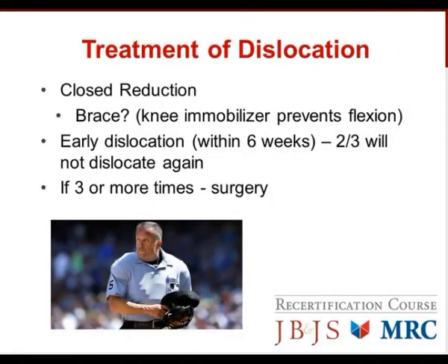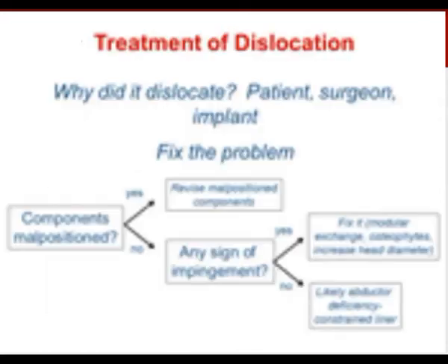Treatment of dislocation: the initial dislocation is treated with closed reduction. A brace is somewhat controversial. A neomobilizer can prevent knee flexion, and in the case of a posterior hip dislocation can be beneficial, and I think bracing is a reasonable option. For the early dislocator, that is the patient who's dislocated within the first 6 weeks of surgery, 2/3 of those patients will not dislocate again. Once a patient is dislocated 3 times, it's much like baseball, 3 strikes and you're out. This is when we start talking with the patient about revision surgery.